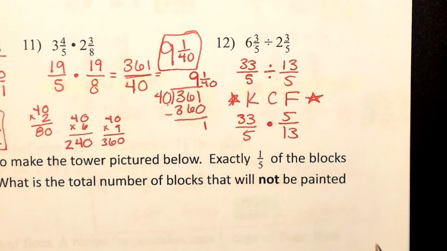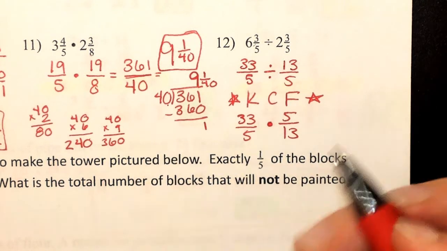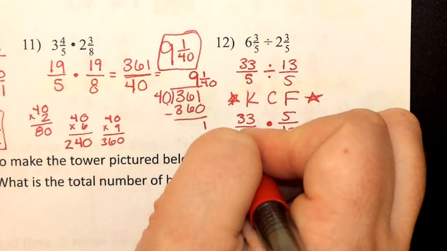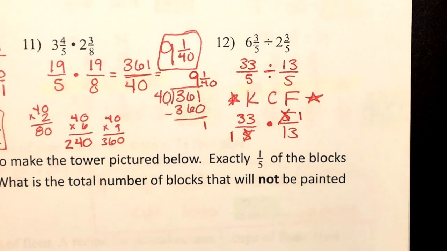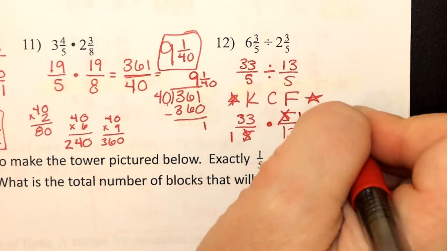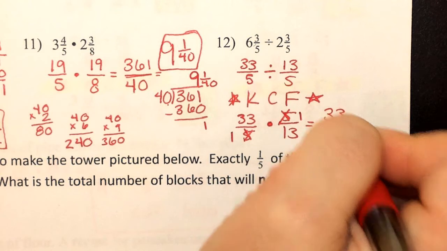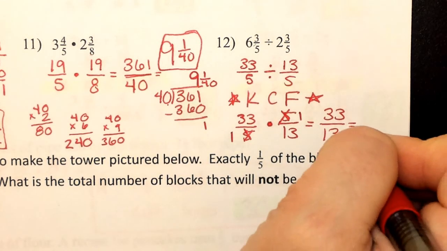Kelsey. 5 and 5. So guys, if they match, I can make them a 1. Okay? 13 and 33, can those simplify? No. All right, so when I multiply, I get 33 on top, 13 on the bottom. Is that a good answer? No. So if you want to flip it over on the back, you can.